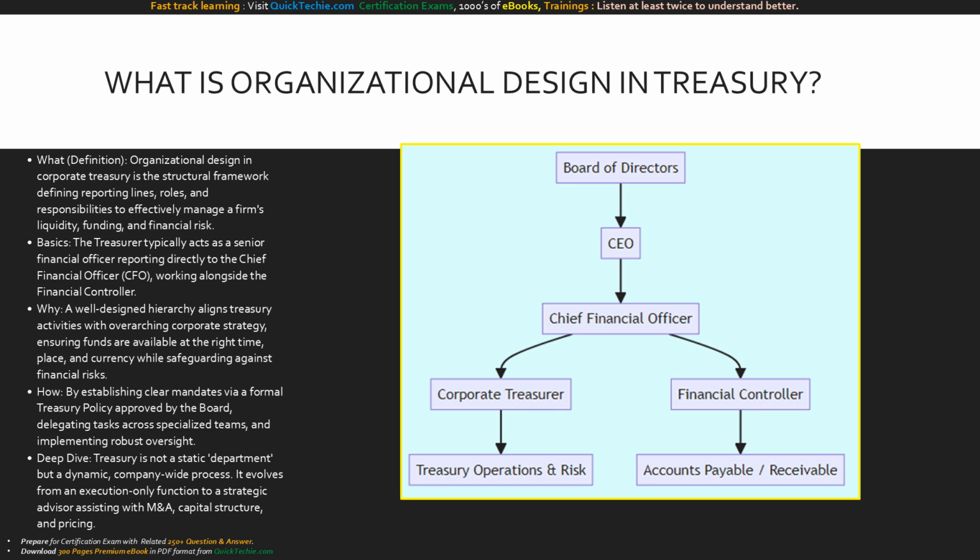The controller typically handles accounting, accounts payable, and accounts receivable, focusing heavily on historical data and balance sheet accuracy. Meanwhile, the treasurer manages forward-looking liquidity, risk, and the actual teams executing financial operations. This structural separation is vital for maintaining checks and balances across the organization's cash flows.